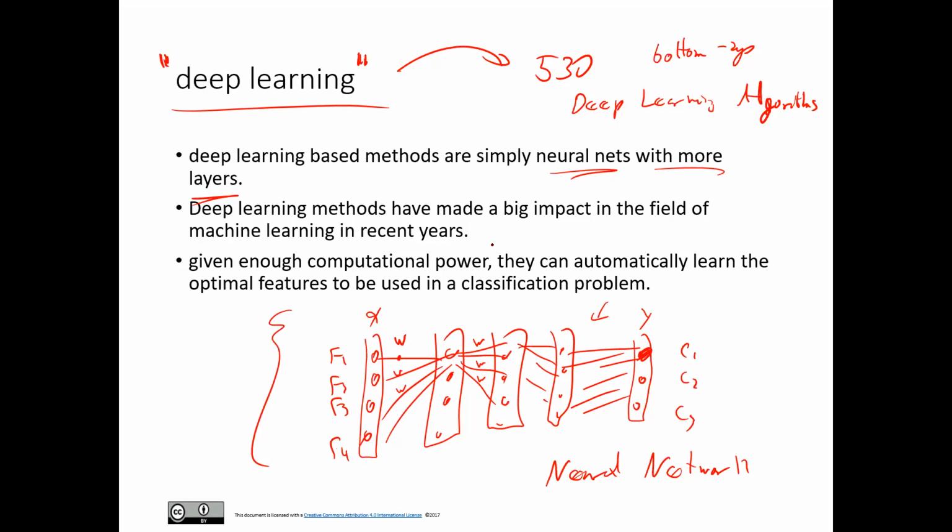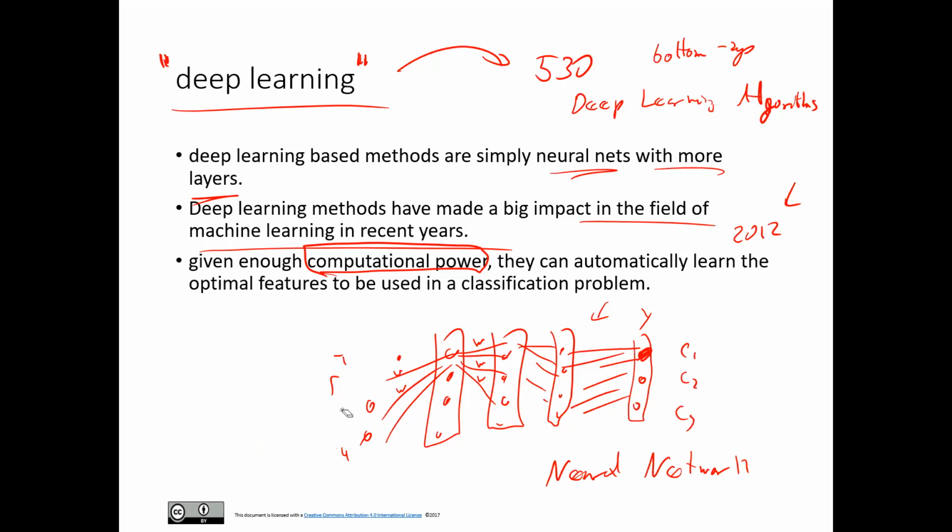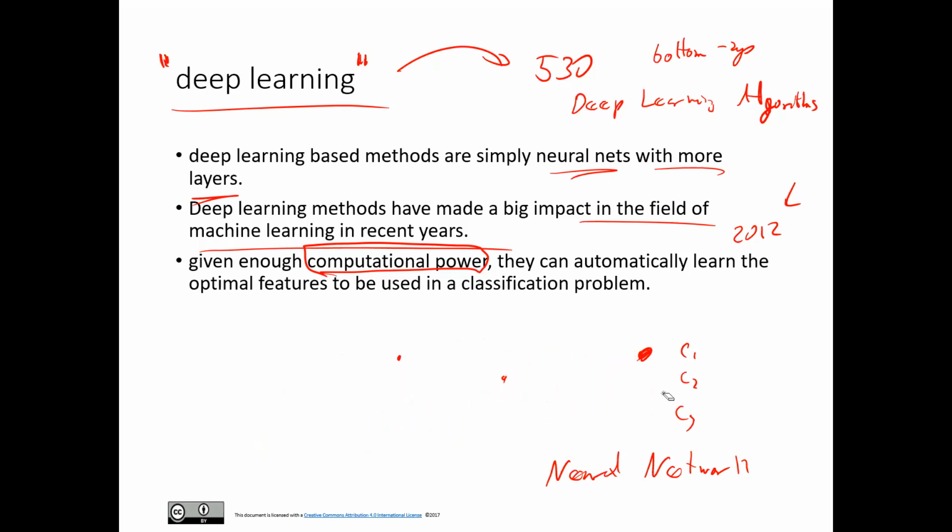So deep learning methods have made a big impact in the field of machine learning in recent years. As of 2012, they've become the dominant set of techniques. Given enough computational power, which we don't always have, they can automatically learn the optimal features to be used in a classification problem. So I'll give you an example right now. Mitch, your classmate, and I are working on a project where we have 70,000 images of one thing, 70,000 images of another thing.